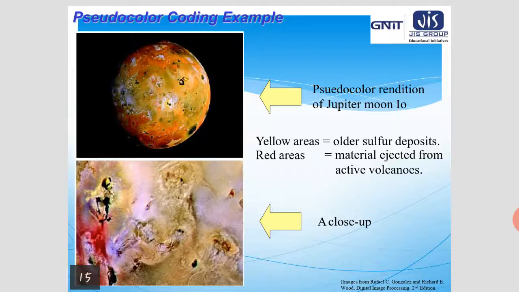ejected from active volcanoes. So from this image, if we zoom in, we can see a close-up image where it is clear which portions are with sulfur and which portions are with active volcano materials. So by these pseudo color coding examples, the two different areas are easily distinguishable.